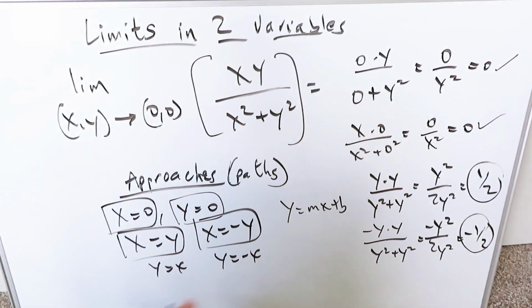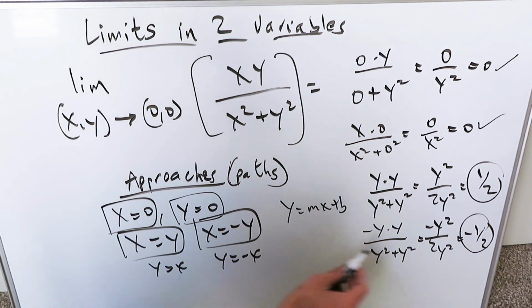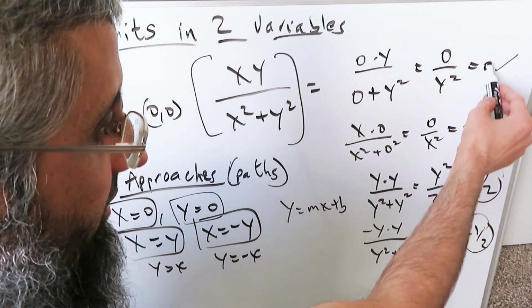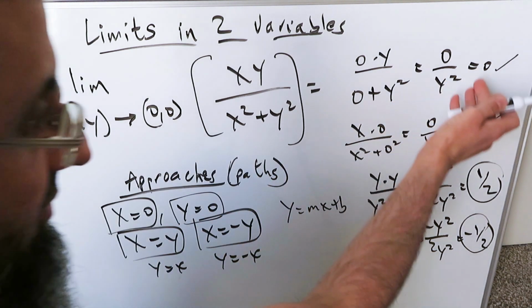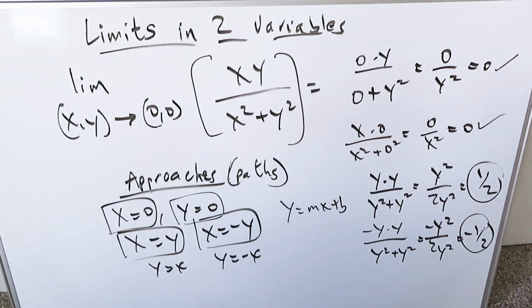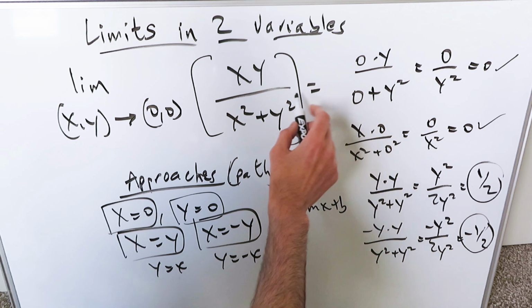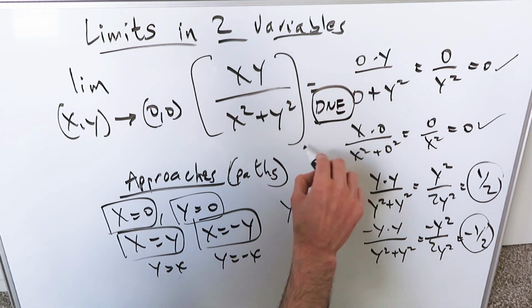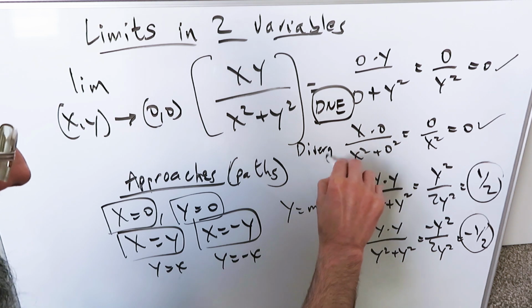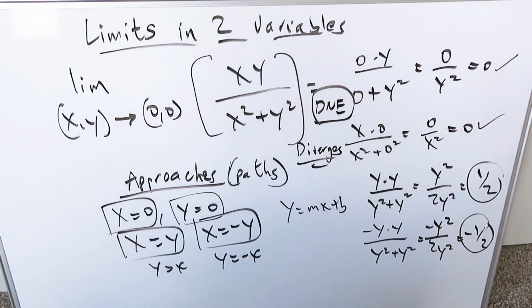I've tried 4 different paths, 1, 2, 3, 4, and I have 3 different results. I have 0, 0, a half, a minus half. There's no consistency here with regards to the results. My results are different based on different approaches, different paths. Hence, for this particular limit, we will say that the limit diverges or the limit does not exist. You can say either it diverges, and there's nothing wrong with saying that, or your limit does not exist. Either of those answers will be correct.